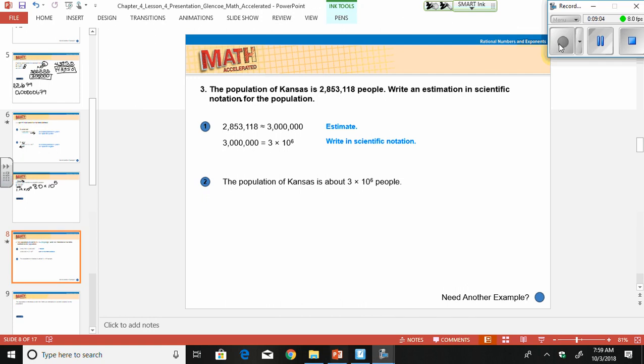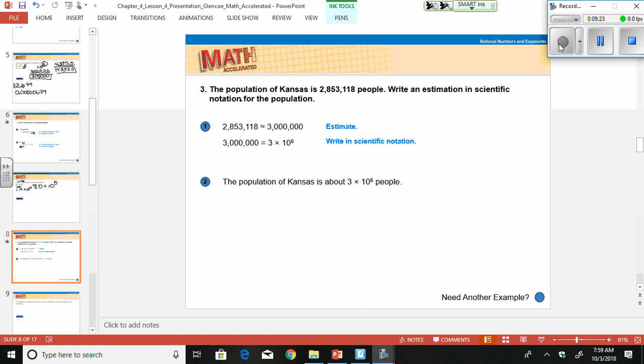The population of Kansas is 2,853,118 people. Write an estimation in scientific notation for the population. Well, 2.8 million, really close to 3 million. So they wrote it here as 3 million in the estimate.